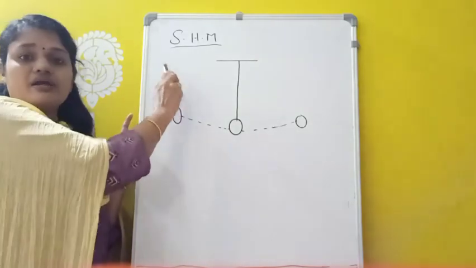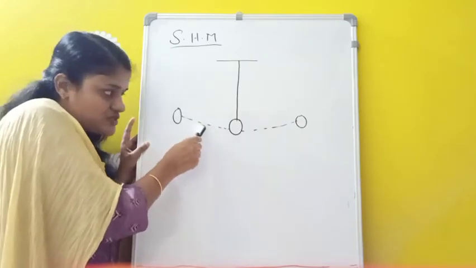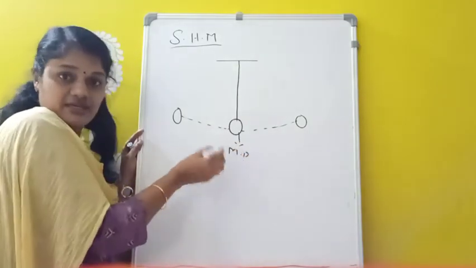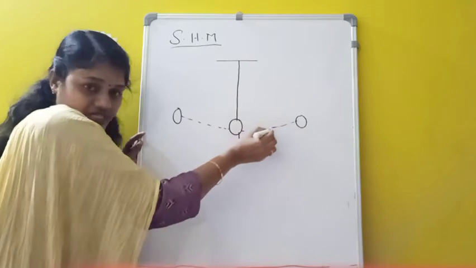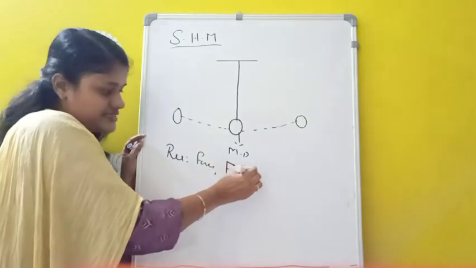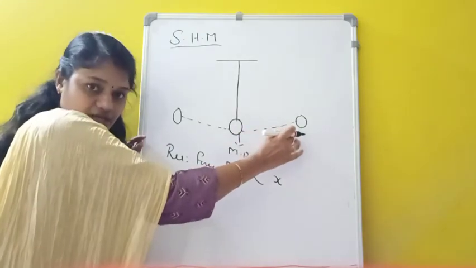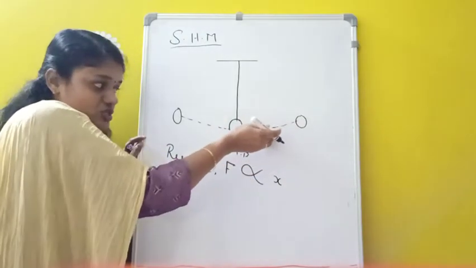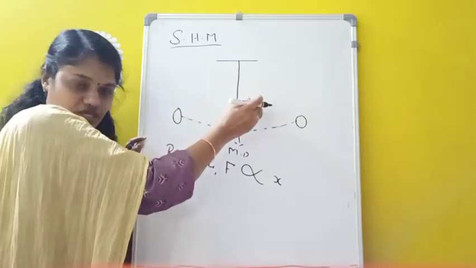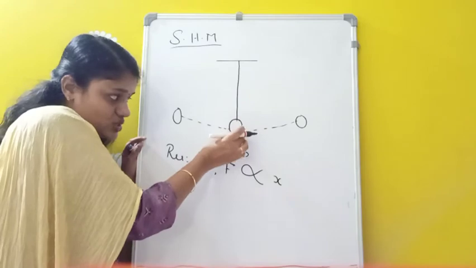Now, when will you say that a particle executes simple harmonic motion? A particle executes simple harmonic motion if it moves to and fro about its mean position, such that the restoring force acting on this particle is directly proportional to the displacement of the particle from the mean position, and this restoring force will be acting in the direction of which one? Towards the mean position.